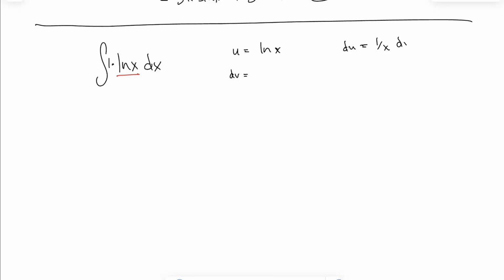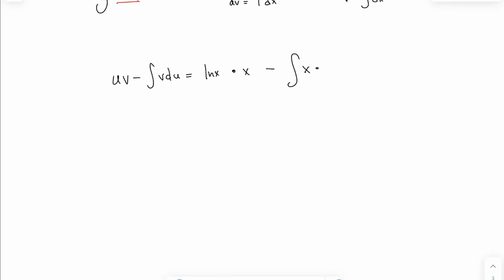I better put a dx here, sorry. That's part of the du, right? And then, anyway, this means dv must be 1 dx, and the integral of that will be the v, right? Integral of 1 dx, which is x. All right. Okay, let's see what happens then. So, my integration by parts formula, uv minus integral v du. Plug everything in. The u is ln x, the v is x, and then minus integral v, that's x, du is 1 over x dx.